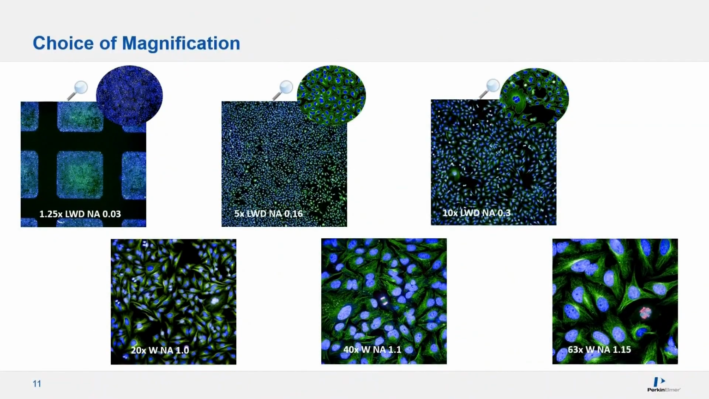So shown here are some example images of the same sample plate taken with different objectives to illustrate what details could be visualized with each magnification. So the objective can range from as low as 1.25 times all the way up to 63 times magnification. And the cells are stained with a nuclear dye and the microtubules in green.